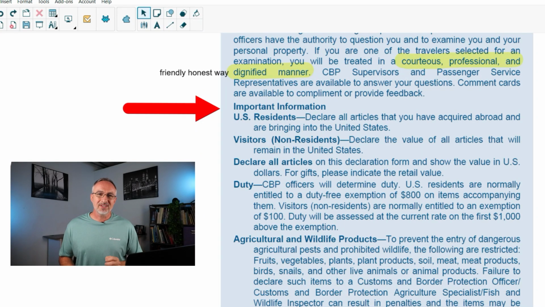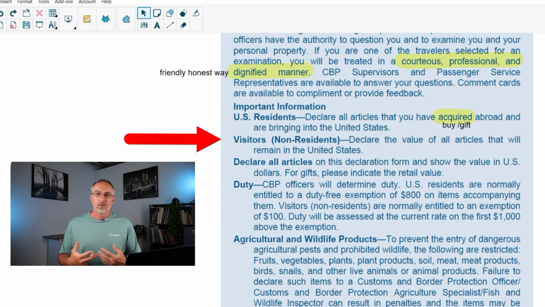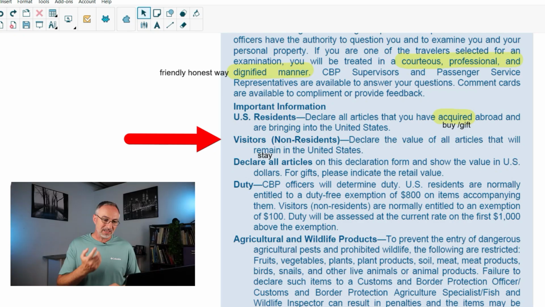The next part, important information. It says US residents declare all articles that you have acquired abroad and are bringing into the United States. So you have to tell them, you have to declare that you have acquired, you bought something or you have gifts from abroad, from another country. Visitors, non-residents, you have to declare the value of all articles that will remain in the United States. As we said, to remain is to stay or to leave them in the United States.